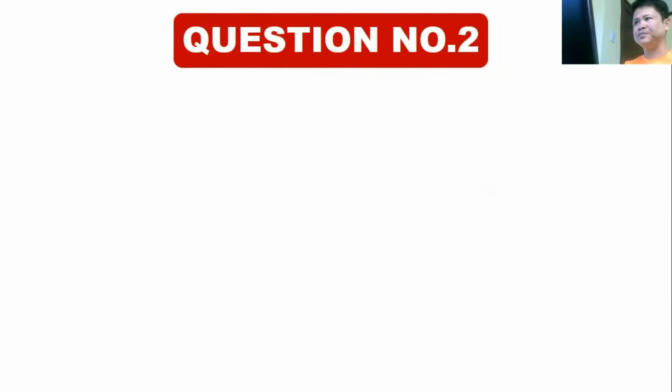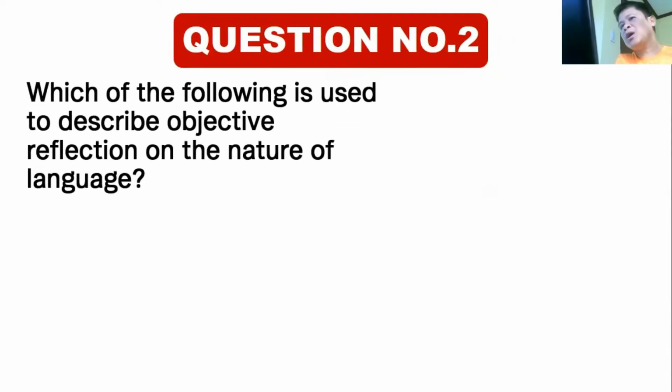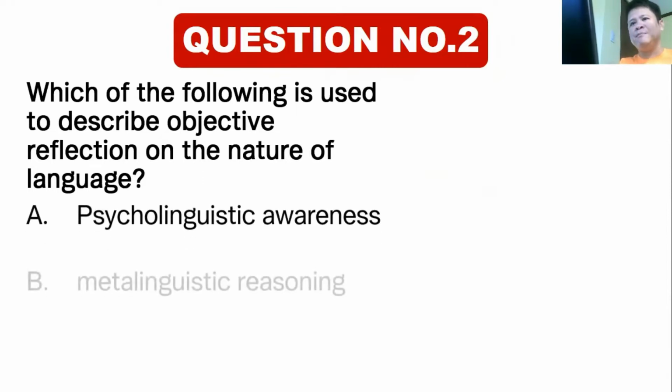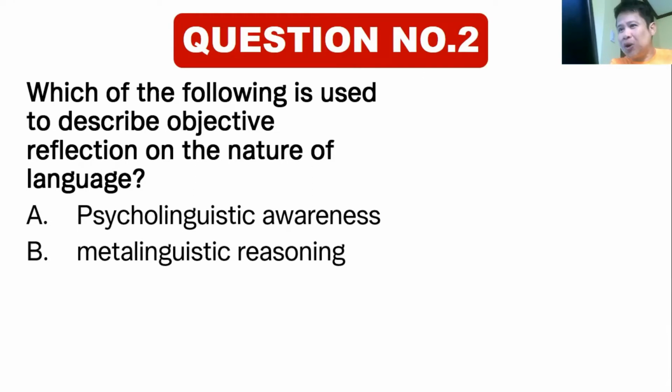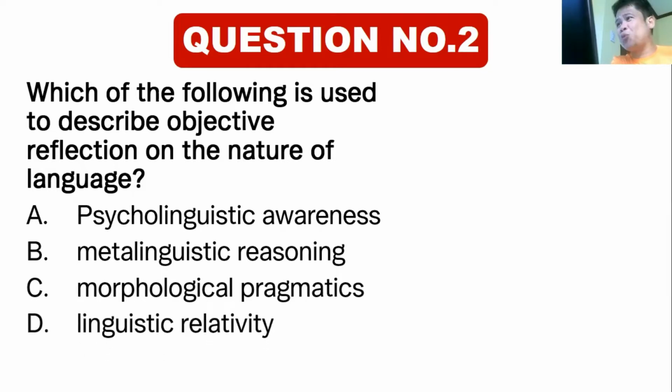Question number two. Which of the following is used to describe objective reflection on the nature of language? A, psycholinguistic awareness. B, metalinguistic reasoning. C, morphological pragmatics. D, linguistic relativity.